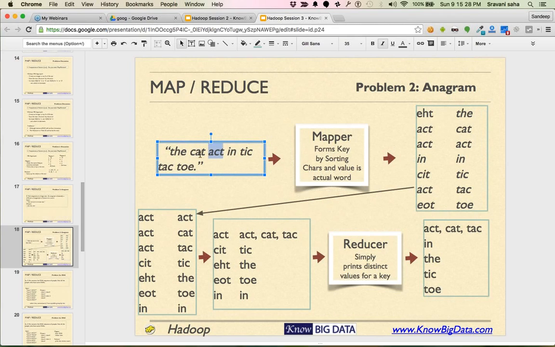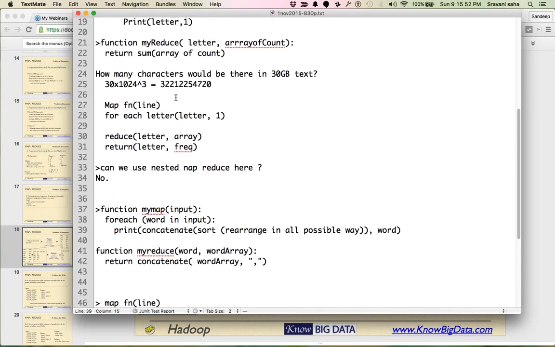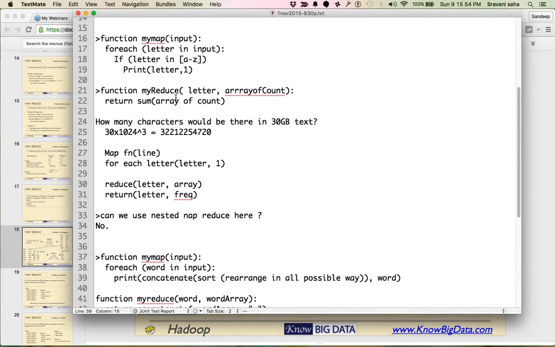So for each word in my input, I'm generating a rearrangement of the letters, such that it is in ascending, alphabetical order. Is this clear to you? Basically, I'm just rearranging the letters.